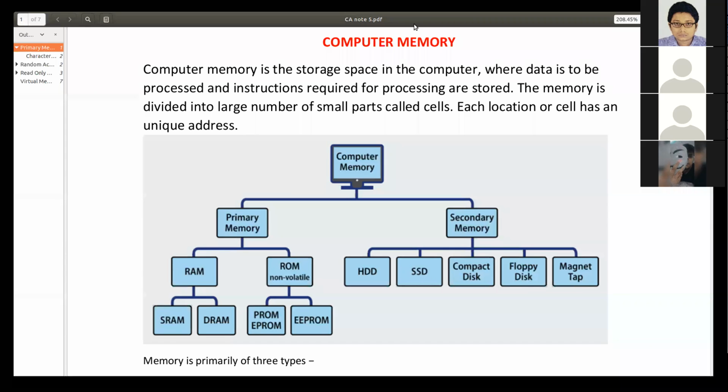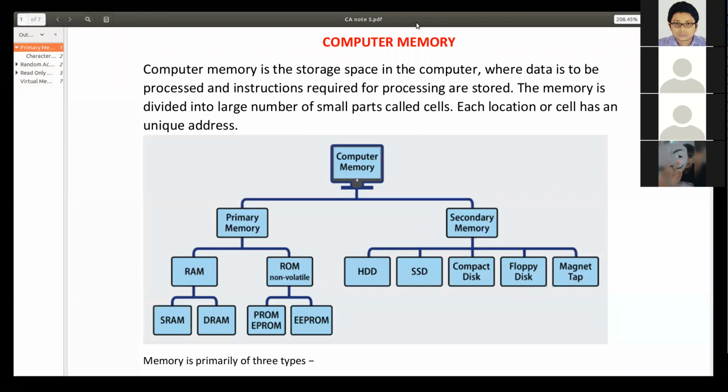Now again, based on the technology, we can divide RAM into different types. RAM could be SRAM, that is static RAM, and it could be dynamic RAM. So there are two types of RAM: SRAM and DRAM, static RAM and dynamic RAM. There are other variations of RAM as well. We will try to cover that.